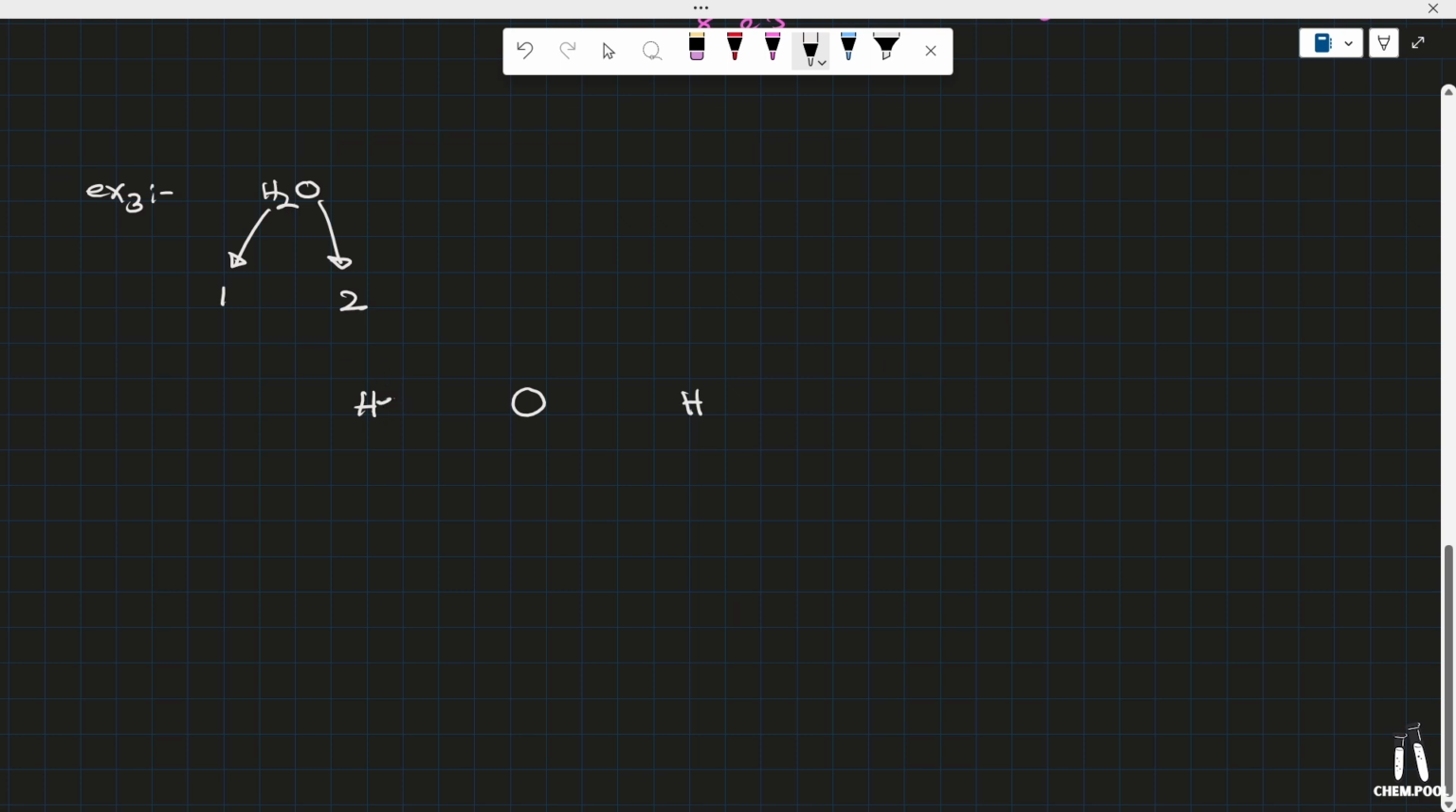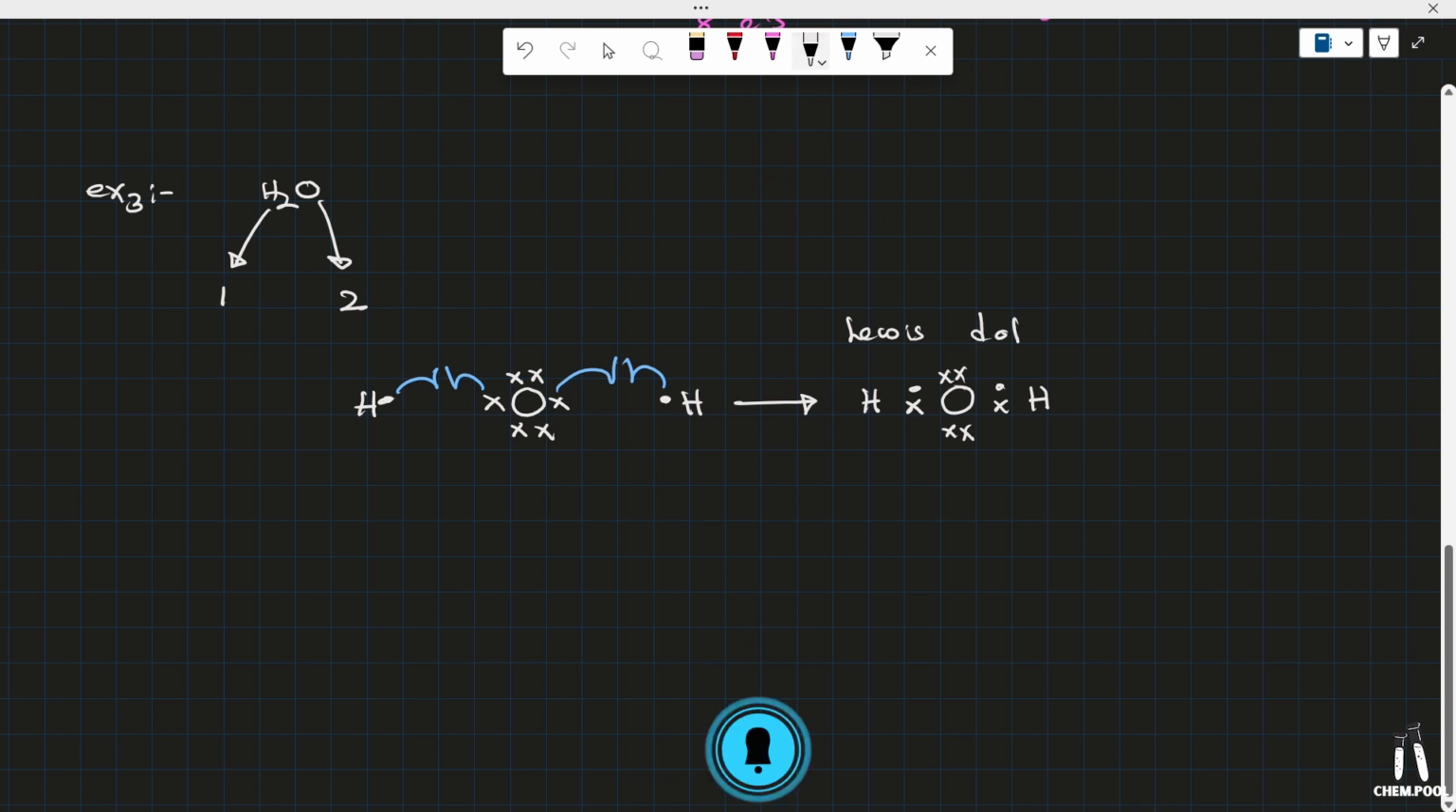For hydrogen, 1 dot. For oxygen, there are 6. 1, 2, 3, 4, 5, 6. And another dot for hydrogen. Now you can see oxygen shared only 1 electron per hydrogen, right? Therefore it forms a bond like this. Here hydrogen, oxygen, something like this, right? This is the Lewis dot structure.